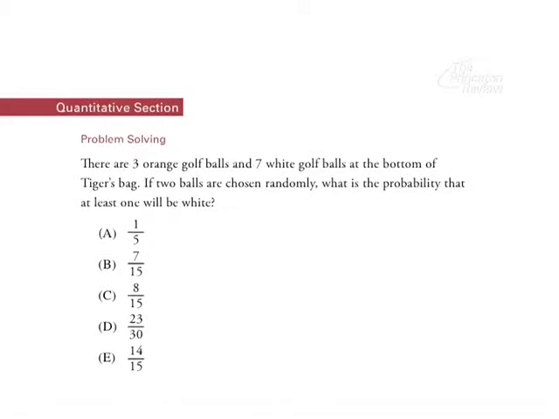There are 3 orange balls and 7 white golf balls at the bottom of Tiger's bag. If 2 balls are chosen randomly, what is the probability that at least one will be white? Wow, it's not even clear how to begin working on this question, which is exactly what the GMAT test writers are counting on.